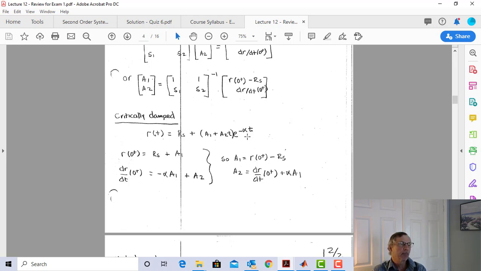Now remember, go back to lecture 2. When we get the roots of our characteristic equation, alpha is the real part of those roots. Somebody asked me that in the last lecture, and it was a really good question. Alpha is the real part of the roots. So here's our generalized equation for critically damped, and here's kind of how we get here, but these are the equations you want for your A1 and your A2.